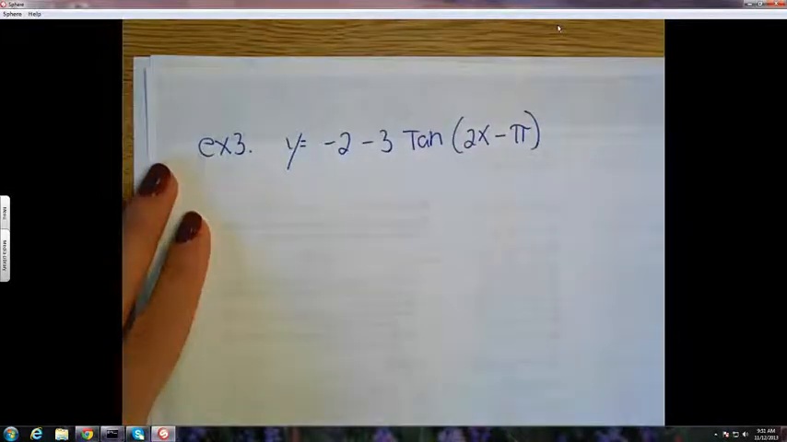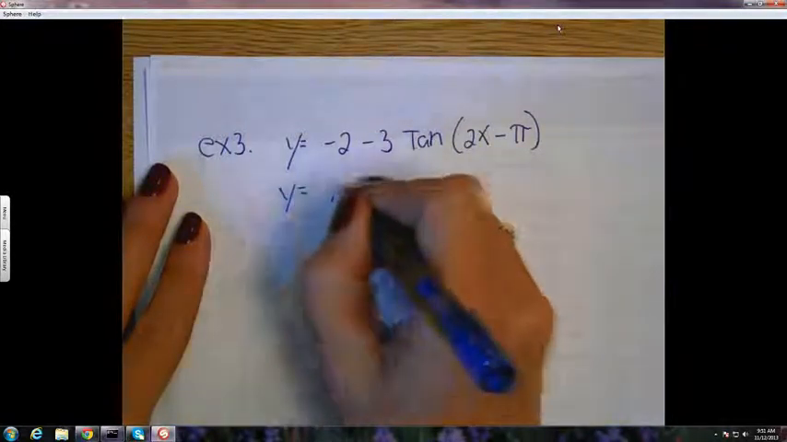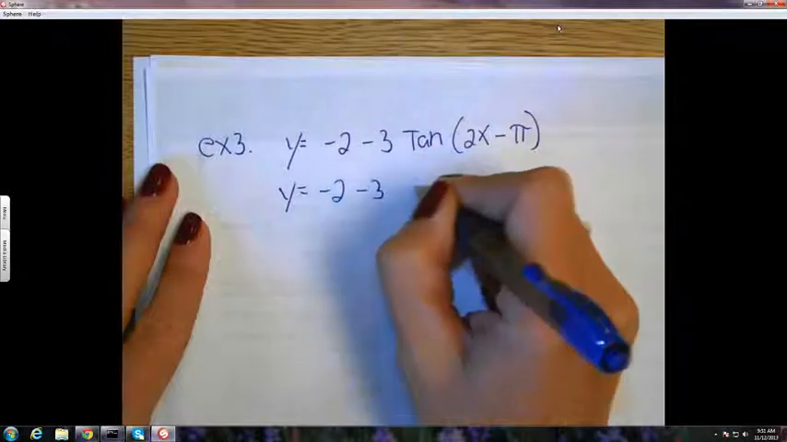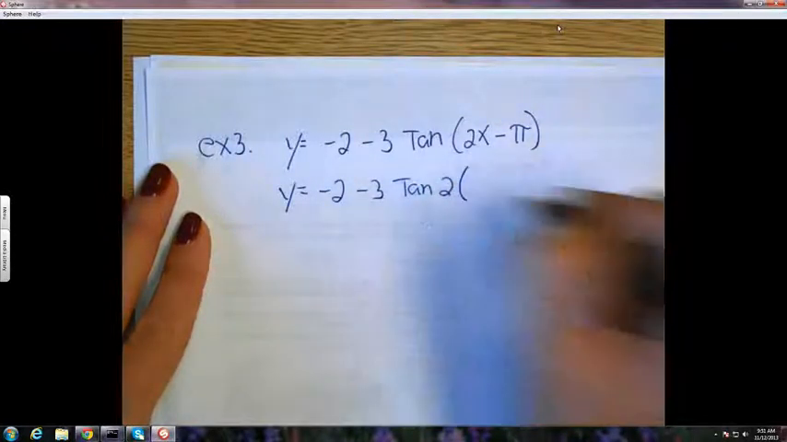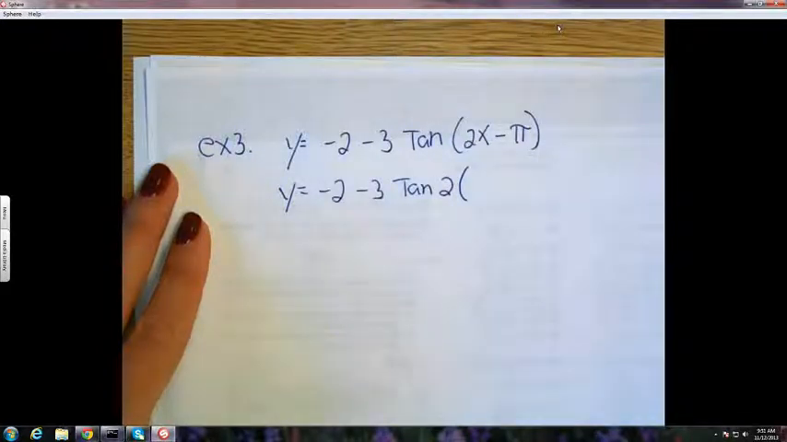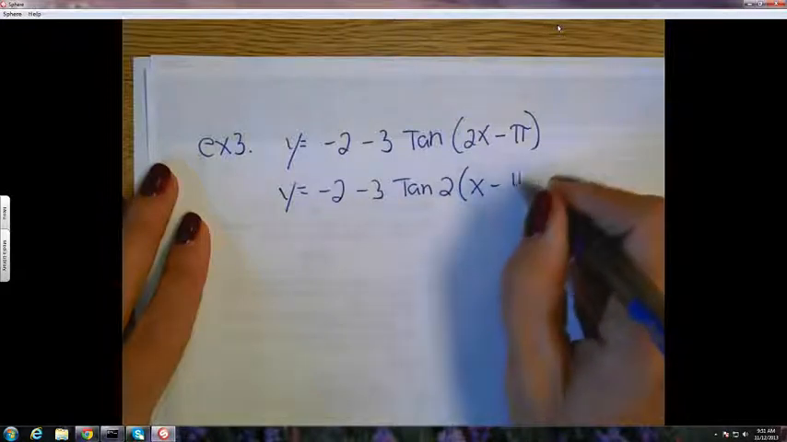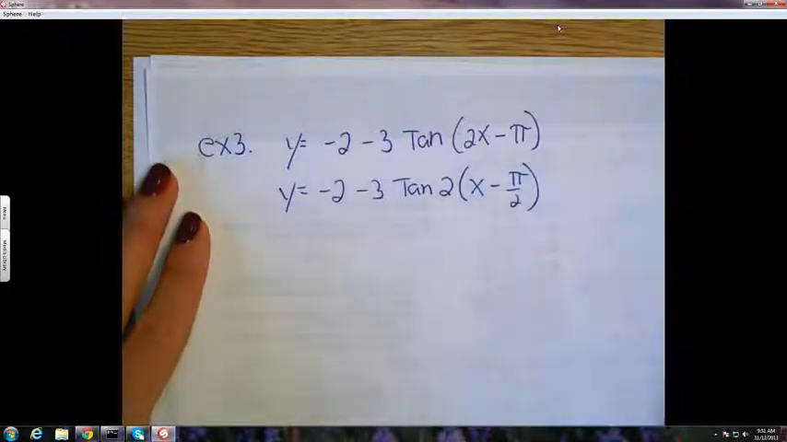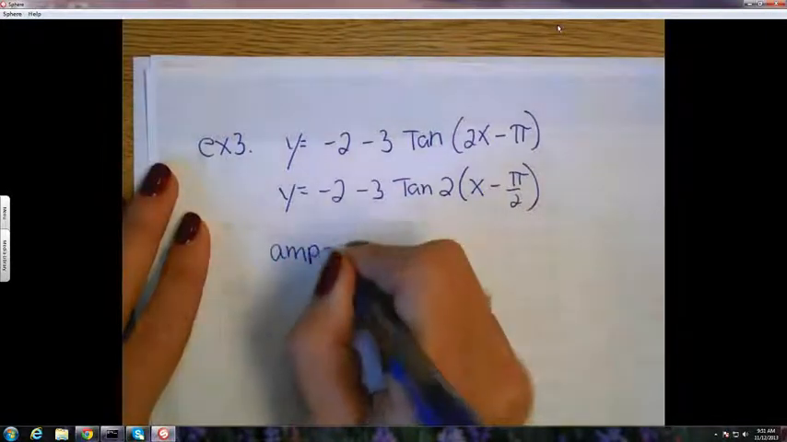Okay, is it in standard form? Of course not. -2 minus 3 tangent. Taking out the 2, what are you going to have inside? X minus pi over 2. All good there? Amp? NA?